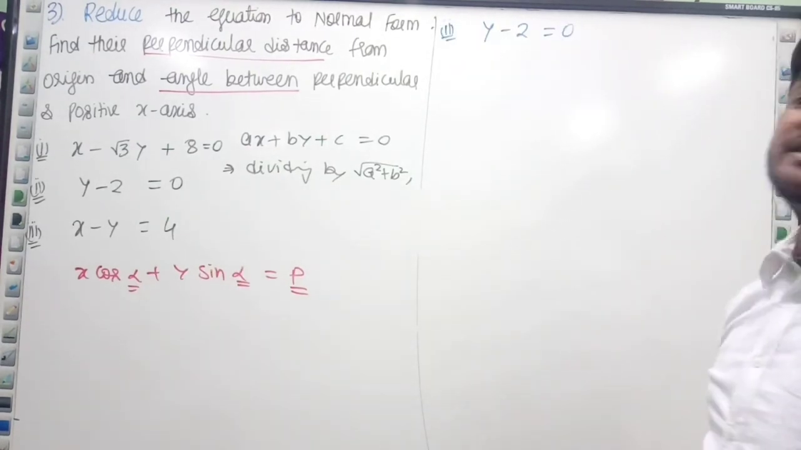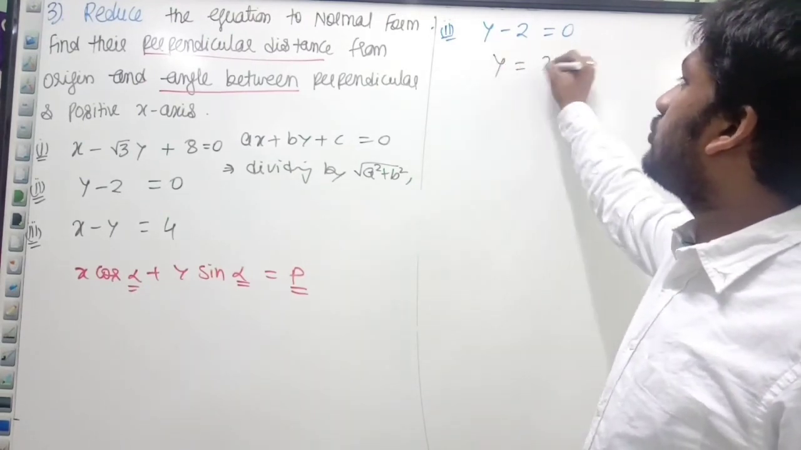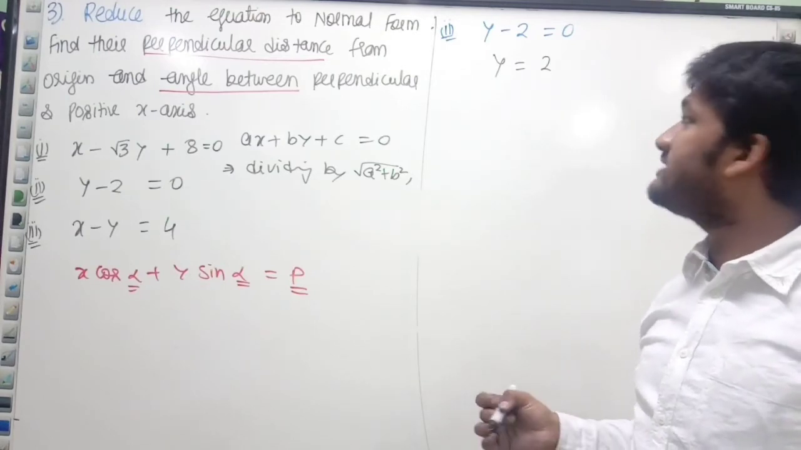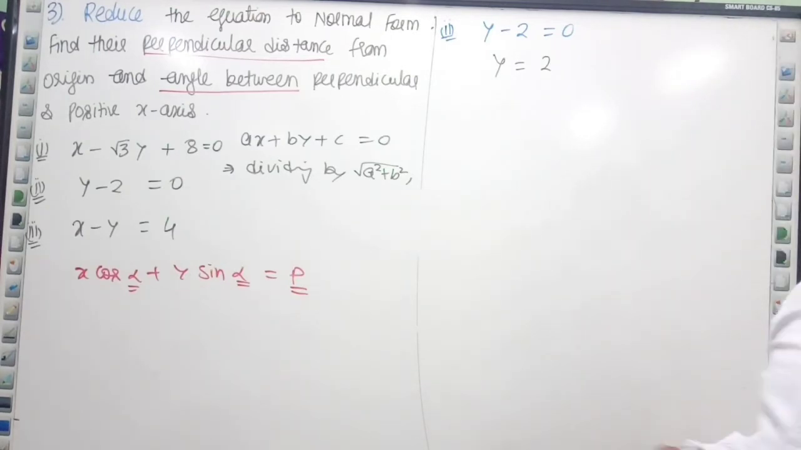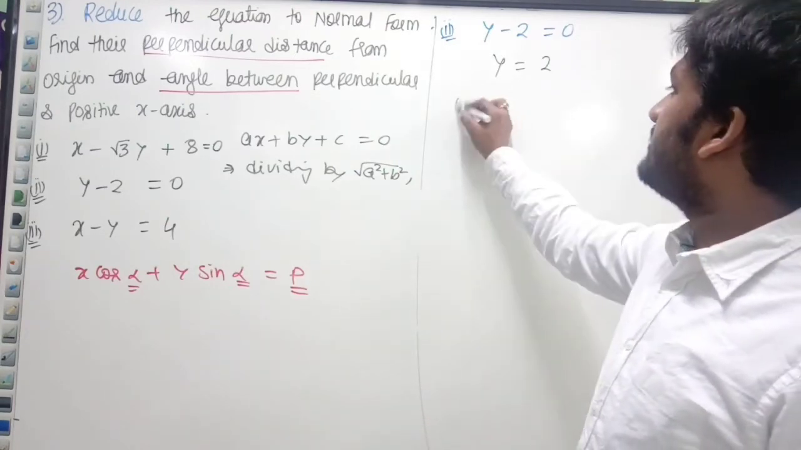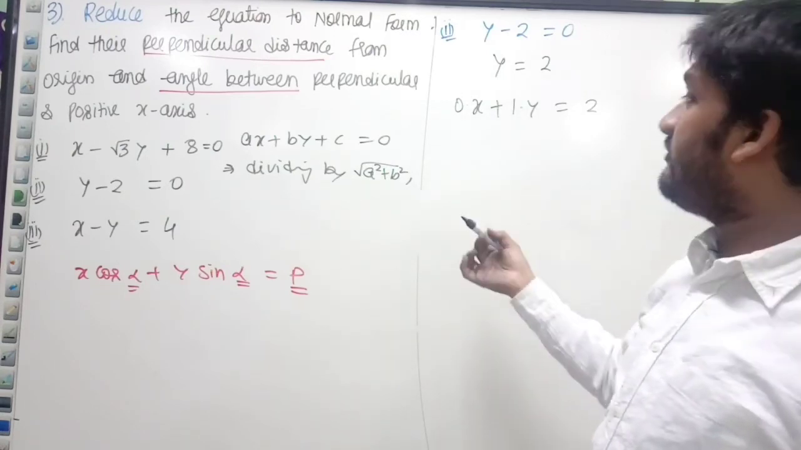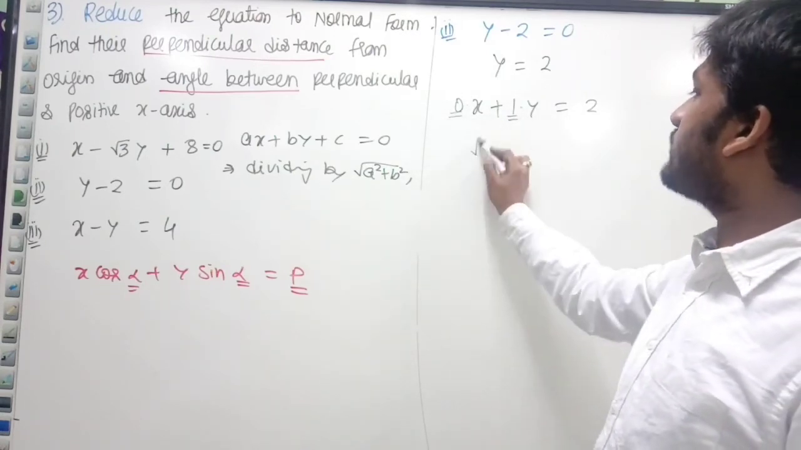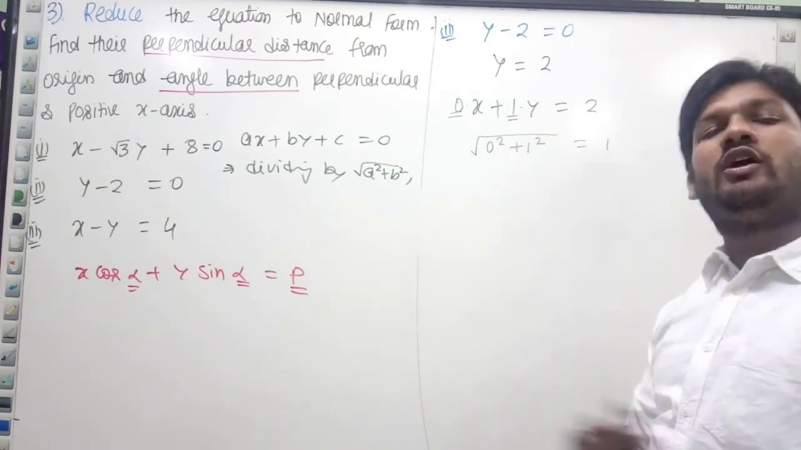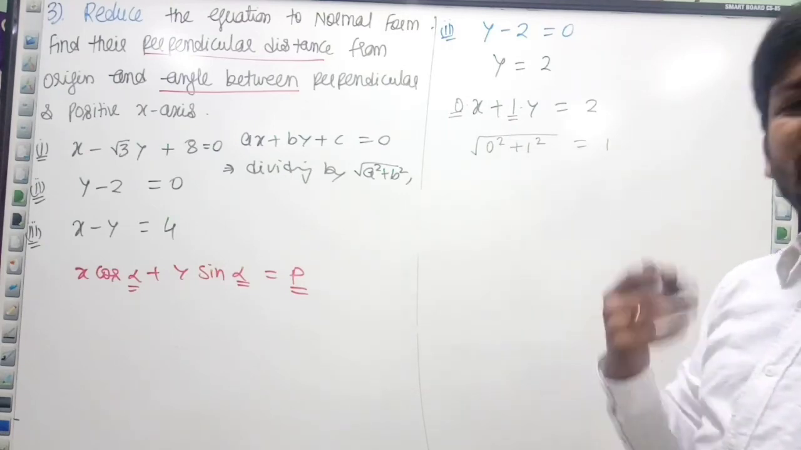Second is y minus 2 equal to 0. What I can do, I can write y equal to 2. The first thing is, we can say the constant term I have taken to the right hand side. Now as we divide by root a square plus b square, this is 0x plus 1y equal to 2. So I will divide by root 0 square plus 1 square, that is 1 itself. So I will not divide by any value. Dividing by 1 will give the same result.